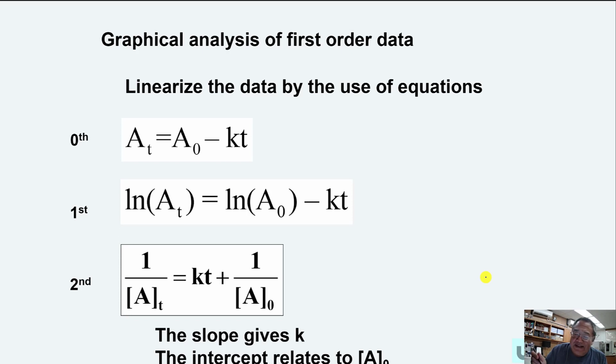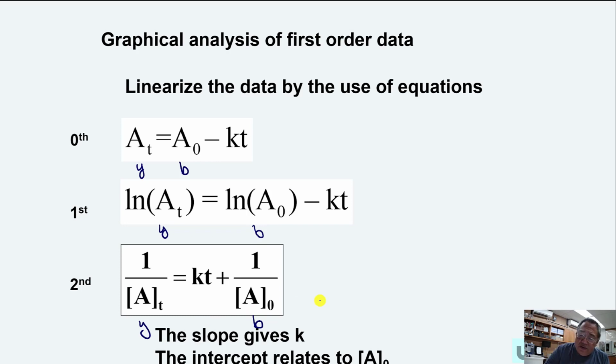So graphical analysis, and this is actually going to be first order data, so I'm telling you that up front. But we're going to linearize data by using the equations. Now, here's the thing. The equations have already been given to you. So these are the forms of the equation. This is for zero order, first order, and second order data. When I say linearize, what we're going to do is graph this as y, this as y, and this as y, and this as the intercept, right? This is the intercept, and this is my intercept.